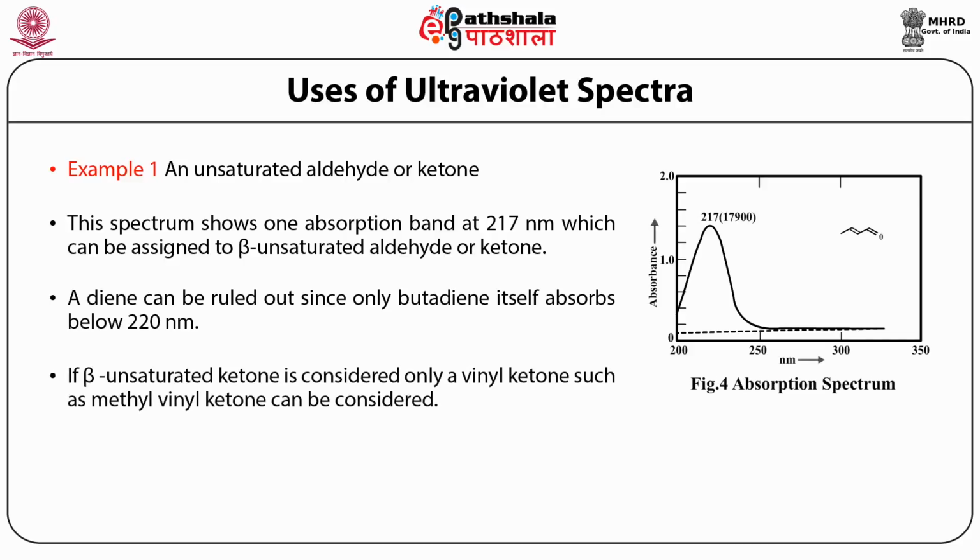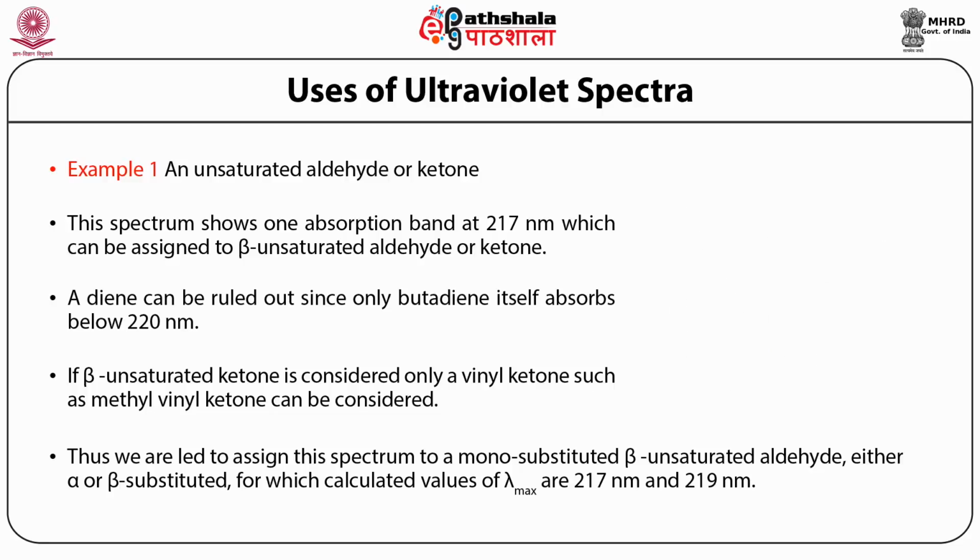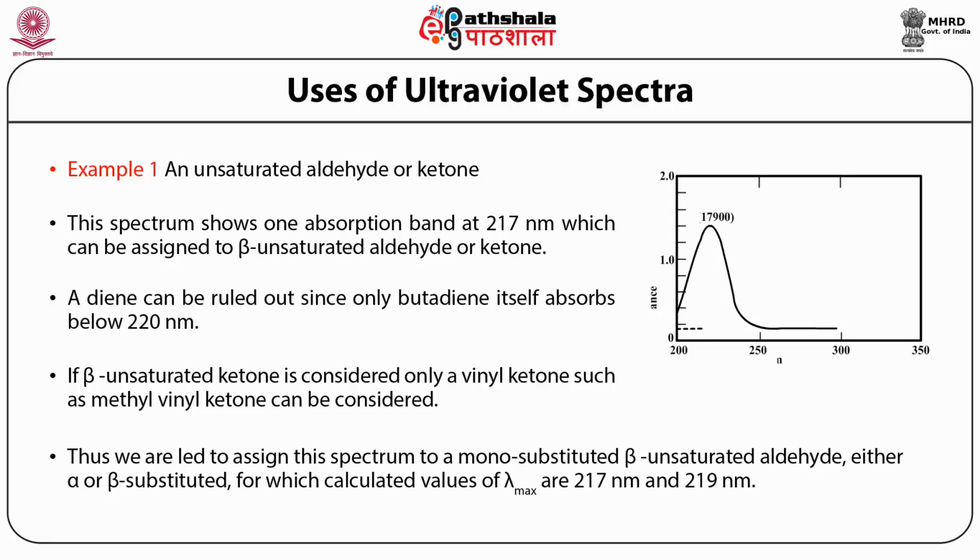If a beta unsaturated ketone is considered, only a vinyl ketone such as methyl vinyl ketone, lambda max equal to 219 and extinction coefficient 300, 600 can be considered. But the epsilon value for this type of compound is about 5,000. Thus, we are led to assign this spectrum to a monosubstituted beta unsaturated aldehyde, either alpha or beta substituted, for which the calculated values of lambda max are 217 nanometer and 290 nanometer.